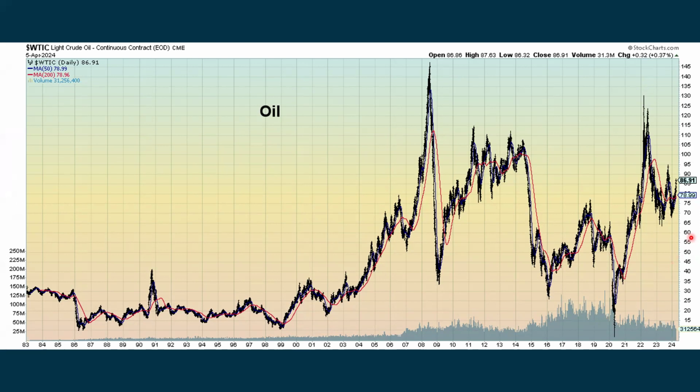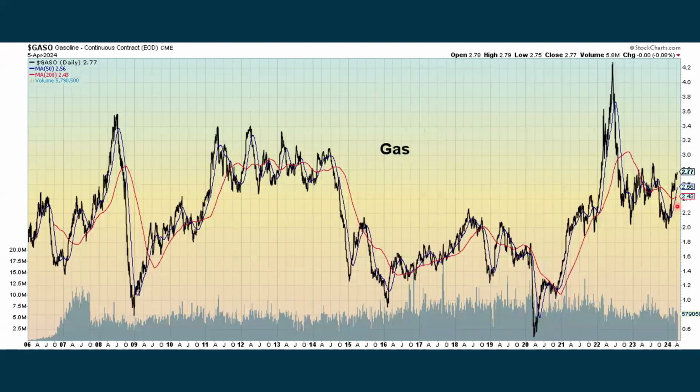And this can be more negative for stocks. It depends on the context. If oil is going up and the oil companies are making more money, that can be very helpful for stocks. But it's rising right now due to tensions that are going on, and that can be more negative for stocks. So that's why we're keeping an eye on this.